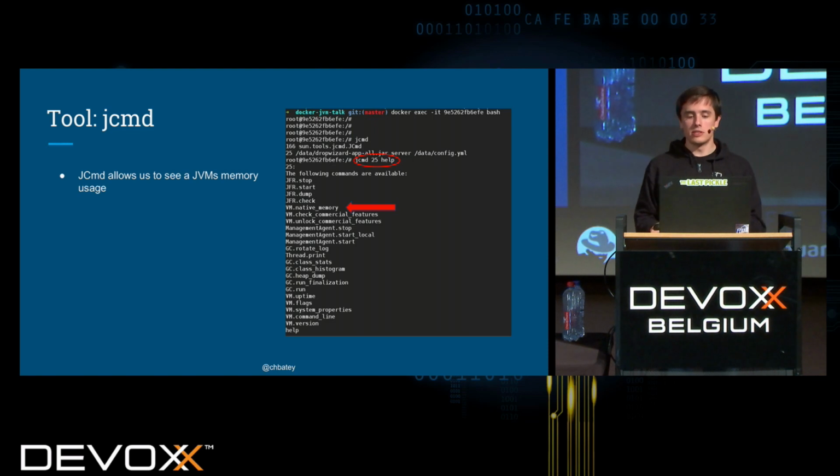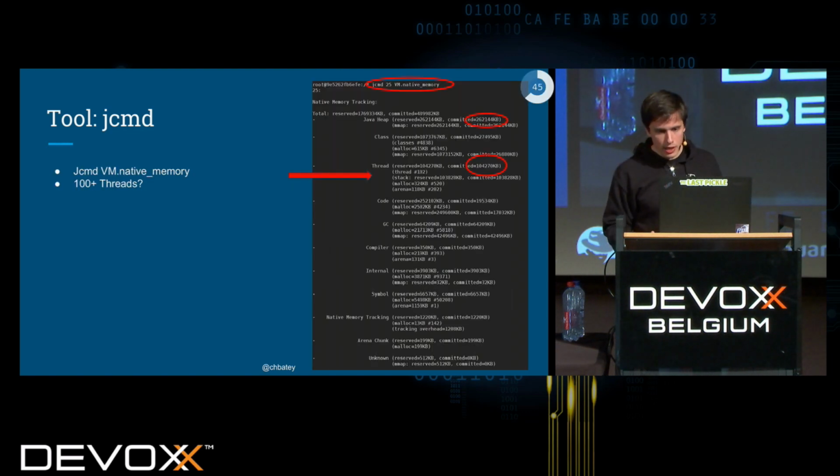And the one we actually want to do is VM.native_memory, native tracking. Depending on which version of Java, whether it's an Oracle versus an OpenJDK, and which version, you'll get a different set of options. But as far as I'm aware, VM native memory is on all of them. What this will actually do is give us a breakdown of all of the different memory regions inside the JVM, which is really useful.